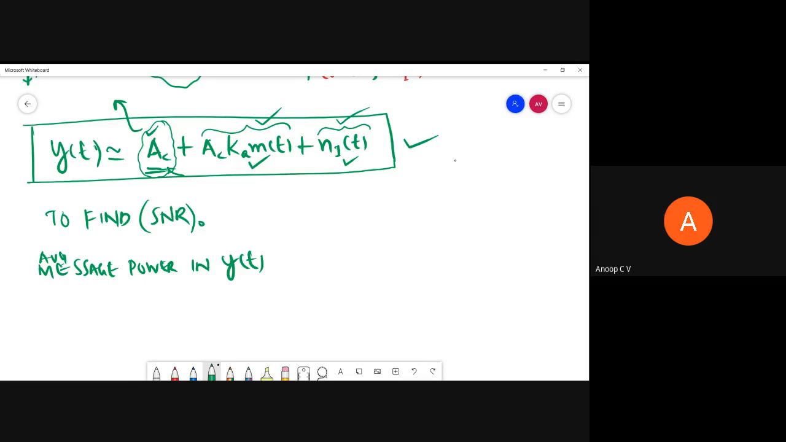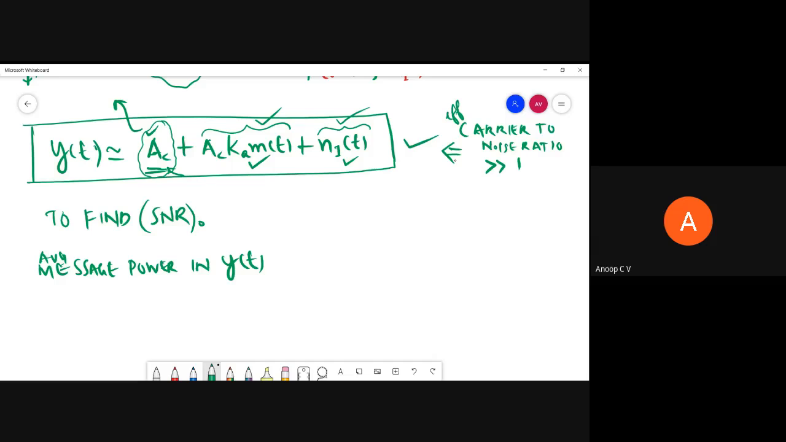Please do keep that in mind, or else it is true if and only if the carrier to noise ratio, I'll use a new term, carrier to noise ratio, is much greater compared to 1, right? Carrier power to noise power, that ratio is much greater compared to 1. Then only this will hold good, right?